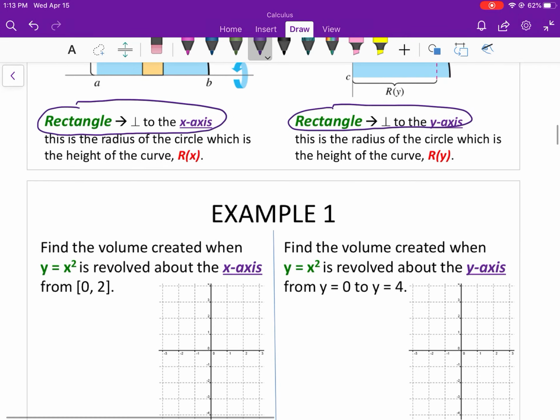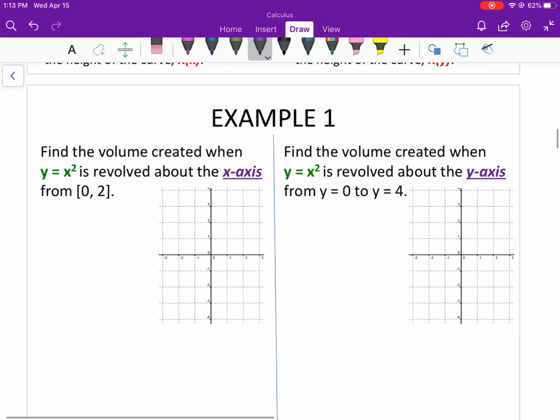Okay, so he did a question like this with you in the video. He went from y equals x squared from 0 to 2. And so the first thing we're going to do is graph it.